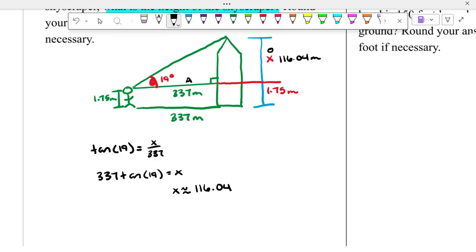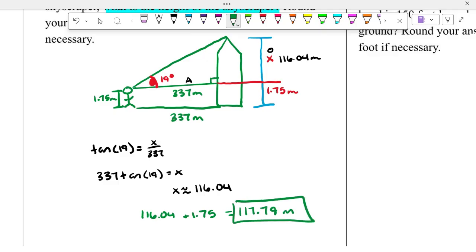Now I'm not done because it asked me for the height of the skyscraper. So what do I need to do last? Add them together. So if you add them together, what do you get? 117.79 meters, which is the height of my skyscraper.